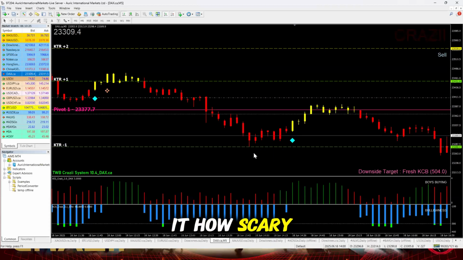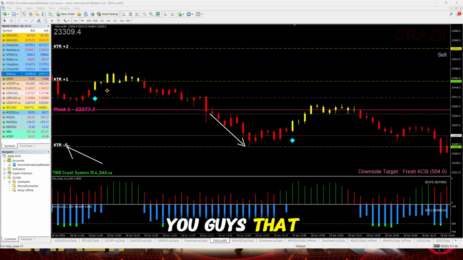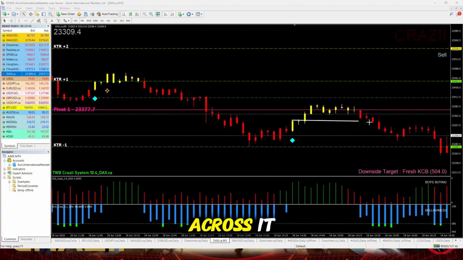And look at it, how scary it is. It really came down all the way to KTR minus 1, which I told you guys that basically the OP to minus 1 is 80 to 85%, right? So it happens again. Okay, so after it hit the KTR minus 1, it rebounded, and let's say you can buy, put a line across it.